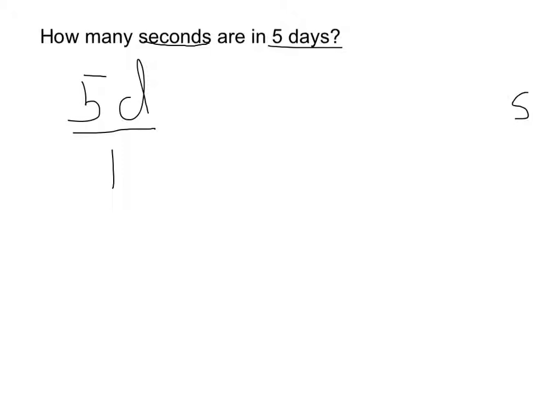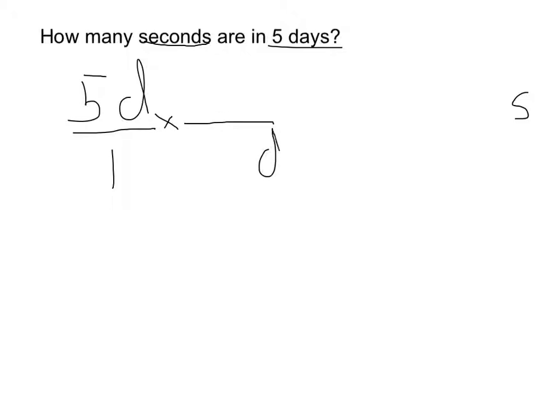So what we're going to do now is basically plot out a course to get from days to seconds. They're both measures of time, so we can get there. Now, you probably don't know off the top of your head how many seconds are in a day, which is fine. But you do know how many hours are in a day, so we're going to go there first.